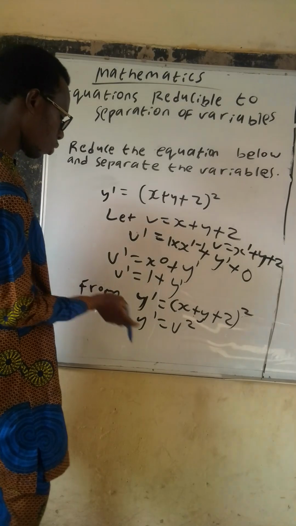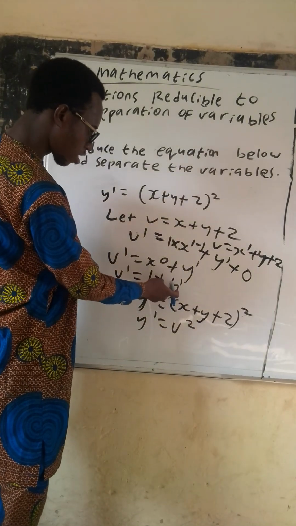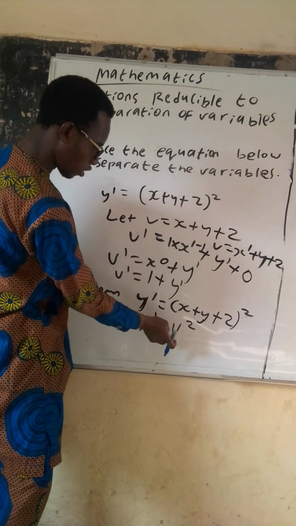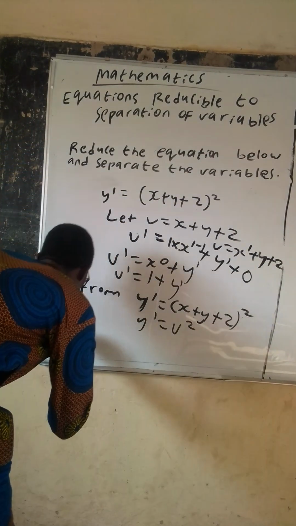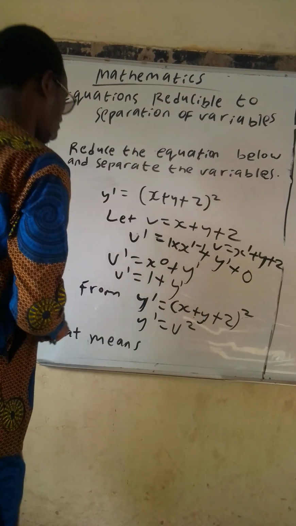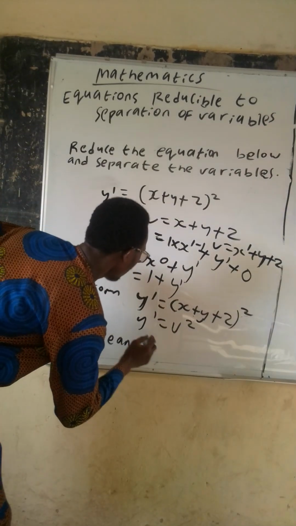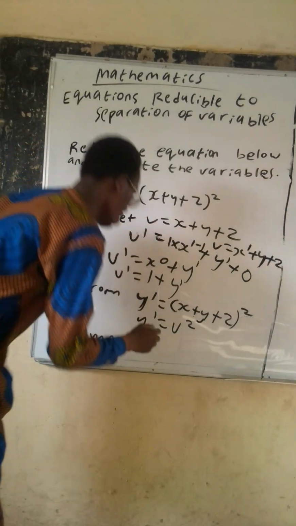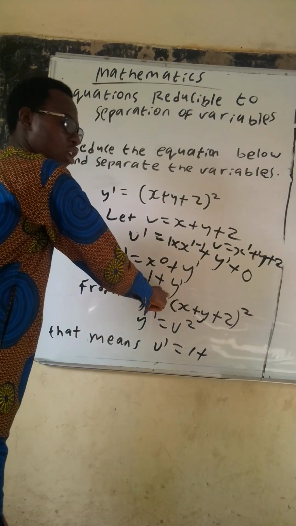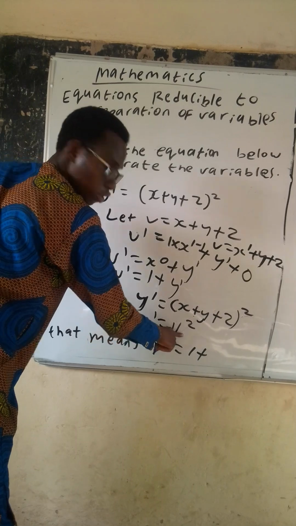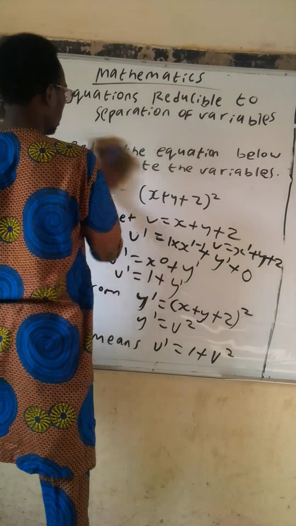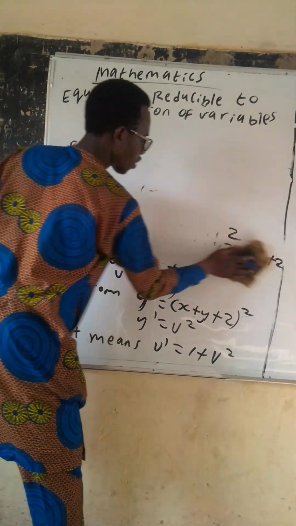So you're going to agree with me that we can replace this in this. We can replace the first derivative of y with v squared. That means the first derivative of v equals 1 plus, instead of the first derivative of y, we are going to replace it with v squared. Are you getting me now? So having done that, let's proceed further to solve the given question.